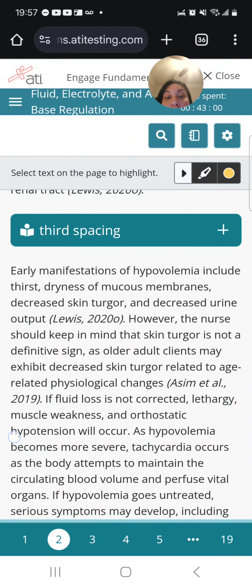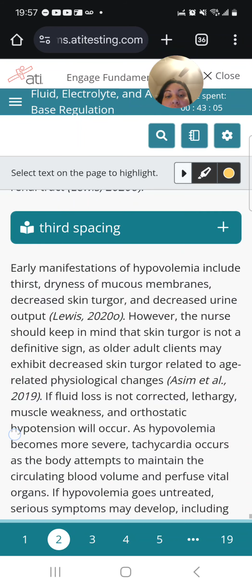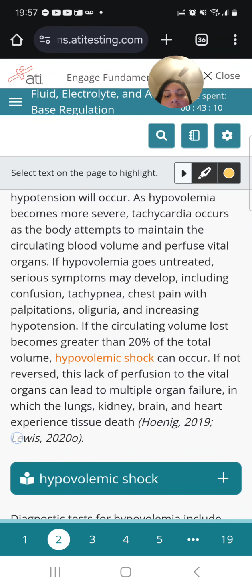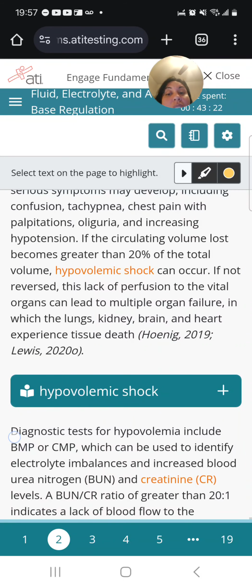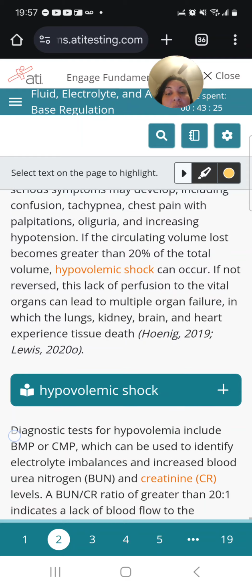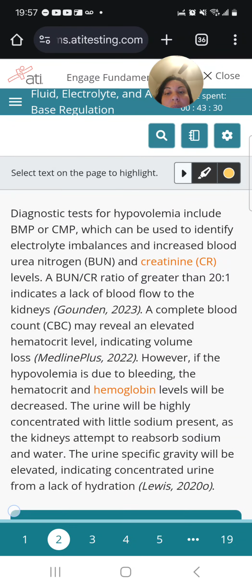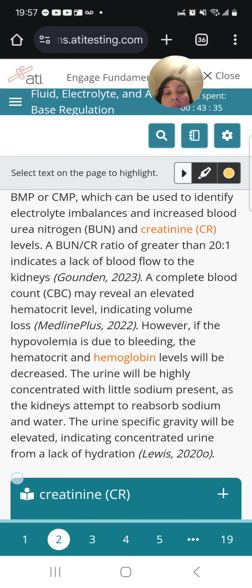Early manifestations of hypovolemia include thirst, dryness of mucous membranes, decreased skin turgor, decreased urine output. If the circulating volume loss becomes greater than 20% of the total volume, hypovolemic shock can occur. If not reversed, the lack of perfusion to the vital organs can lead to multiple organ failure. A BUN greater than 20.